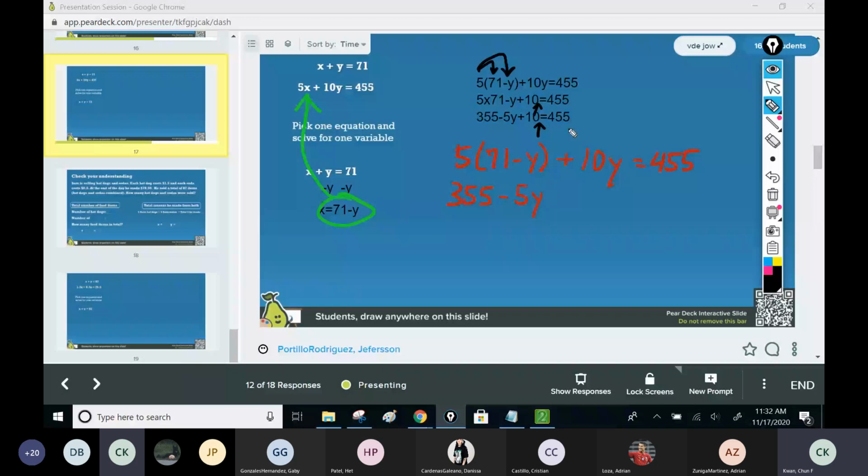There you go. All right, good. You're doing pretty good. The next step is combine like terms. So you will have to combine the minus 5y and then the plus 10y. So give it a try. Keep going.